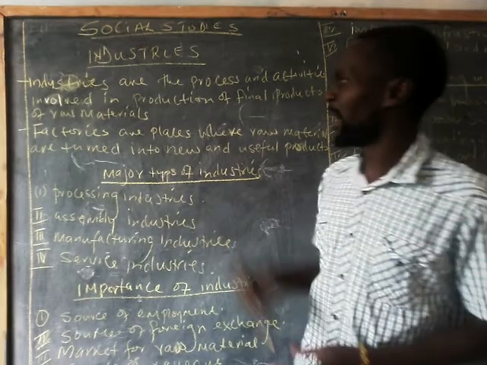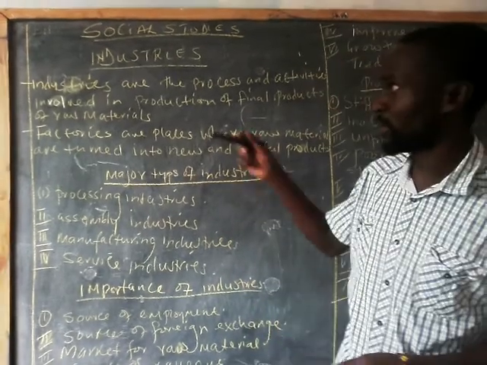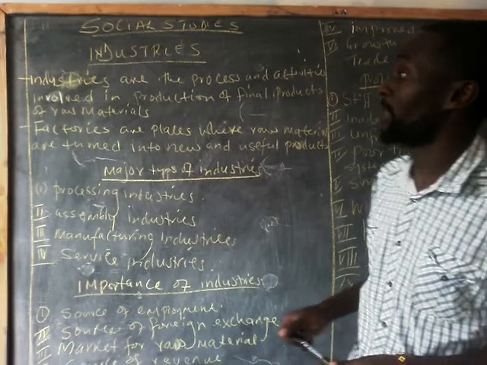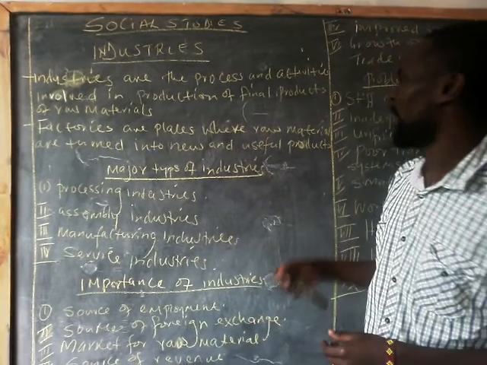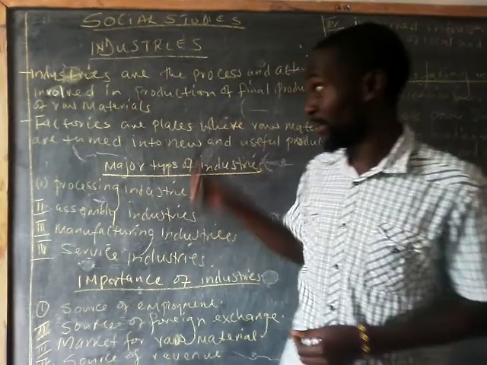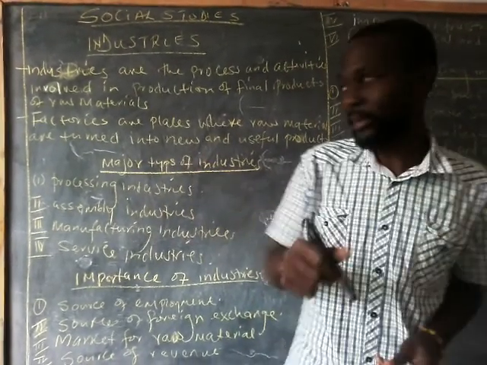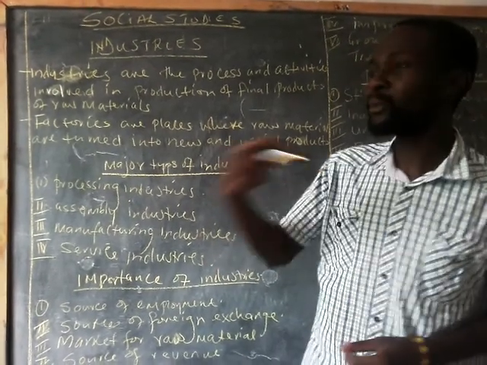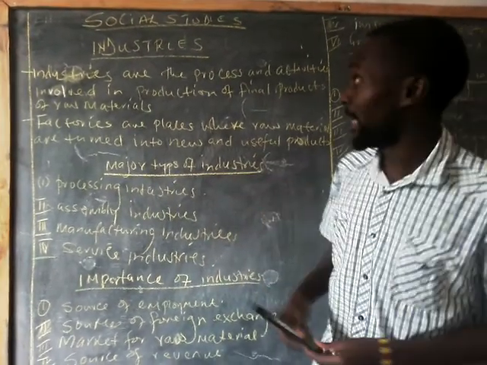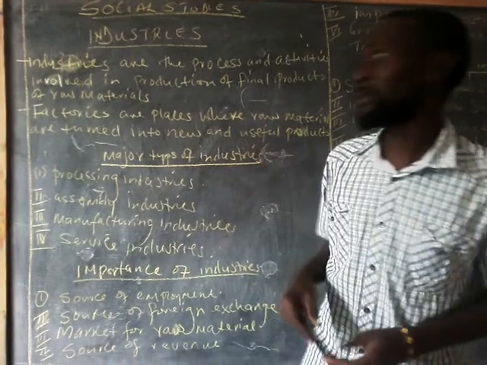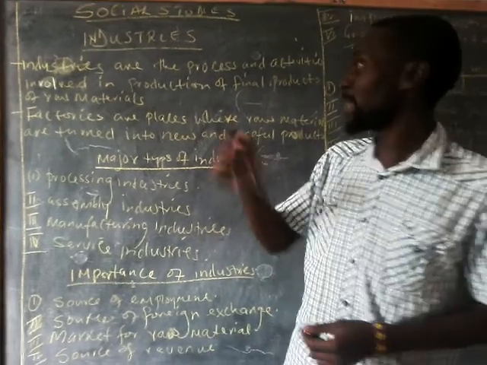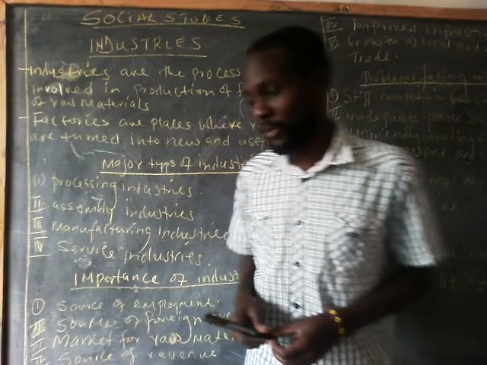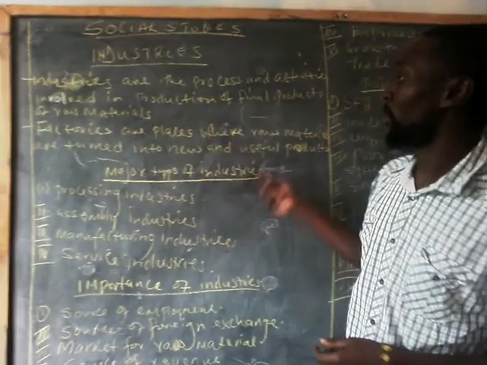Then we have factories, because besides industry, we also have factories. Factories are places where raw materials are turned into new and usable products. So there's this small difference here: you are supposed to know that factories are the places where raw materials are turned into new and useful products. Industry is the process that is involved in the production of final products from raw materials.